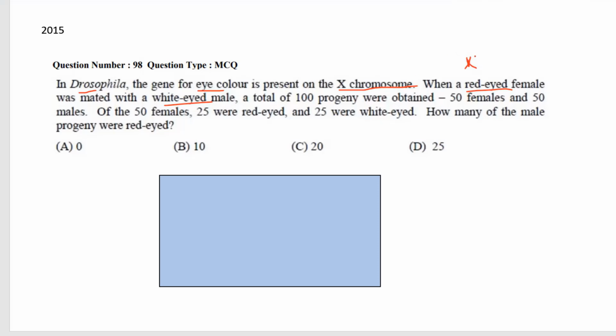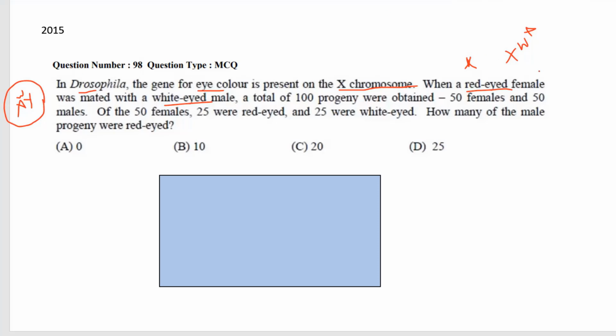So we can indicate the chromosome as W plus. It is indicated like this. The red-eyed female was mated with a white-eyed male. So the male will have the X and Y, and since it is white-eyed, X^w Y. So this will be the phenotype of the male.